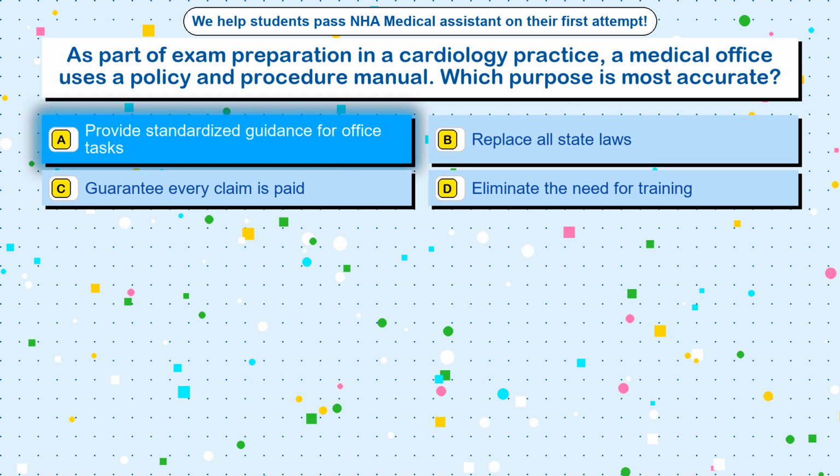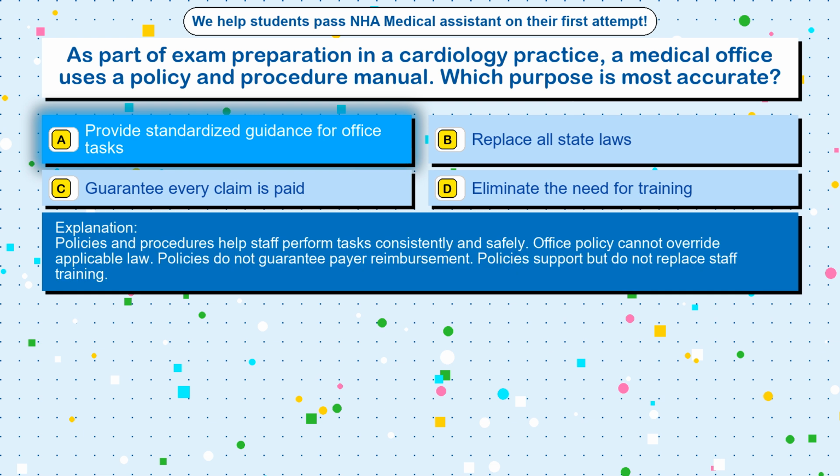The correct answer is option A. Provide standardized guidance for office tasks. Policies and procedures help staff perform tasks consistently and safely. Office policy cannot override applicable law. Policies do not guarantee pay or reimbursement. Policies support but do not replace staff training.